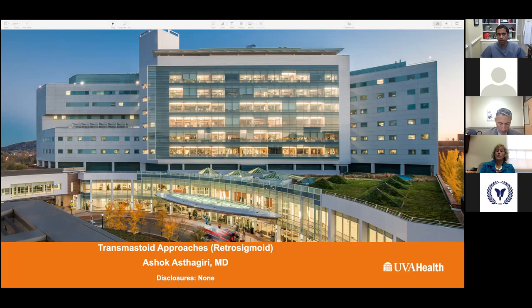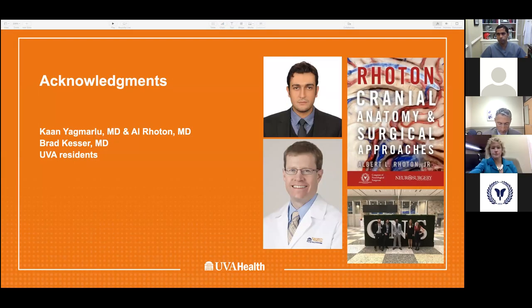Before I get started, I wanted to provide a few acknowledgments to folks that I've worked with over the years who have helped develop our microdissection lab here at the University of Virginia, and have also been my partners in doing these surgeries. Kaan Yagmurlu is a neuroanatomist who worked with Al Rhoton and has an anatomic dissection laboratory here. You'll see some of his images throughout this presentation as well. Of course, a lot of the figures, rightfully so, are taken from our Bible, the Rhoton Cranial Anatomy and Surgical Approaches compendium that was put together by the CNS of a lot of his works. My neurotology partner, Brad Kesser, here at the University of Virginia. And I say thanks to all the residents at the University of Virginia as well.